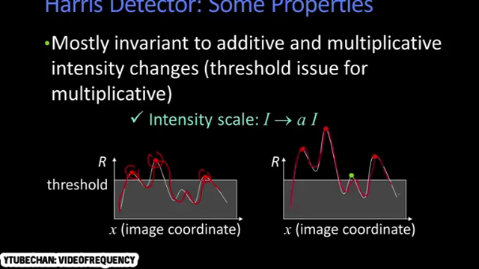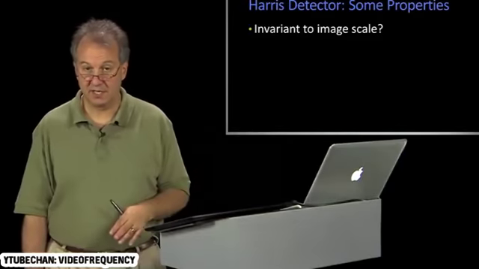But the shape would be the same. And the only thing you have to worry about is, since you're using some threshold, maybe some points that were above the threshold or below, depending on whether you're going up or down, maybe they would now change which side of the threshold they're on. In practice, intensity variation, multiplication like that is not an issue. What about change to scale?